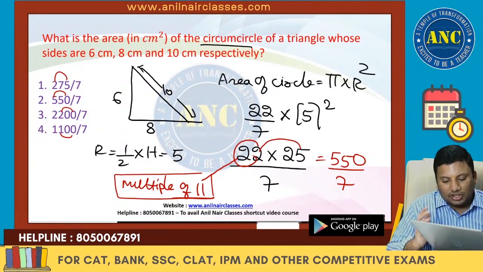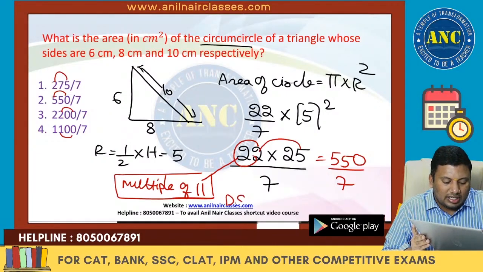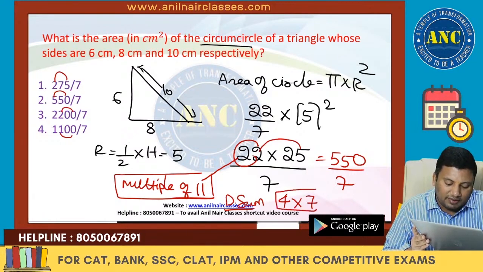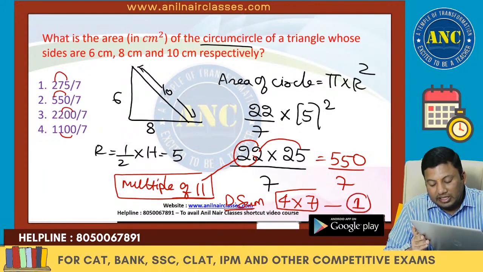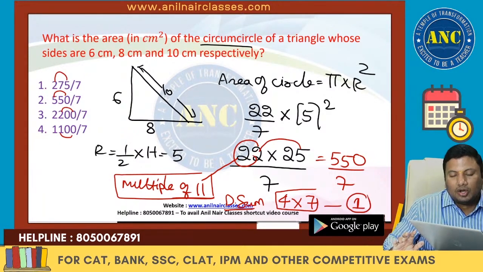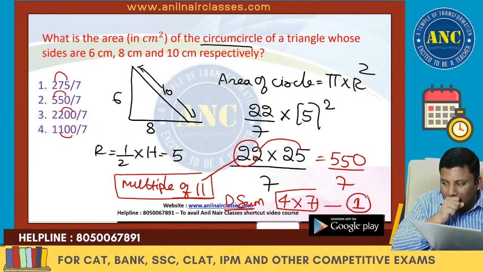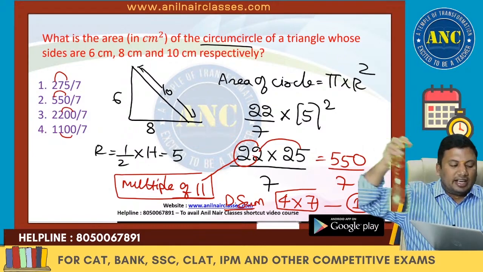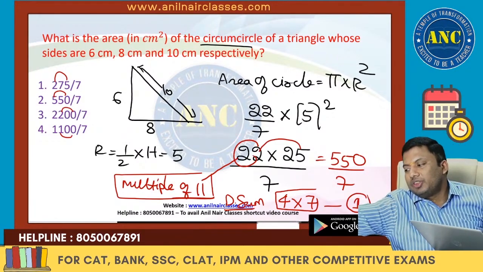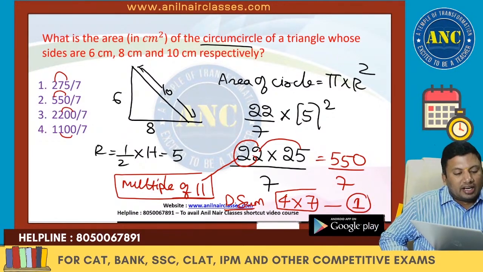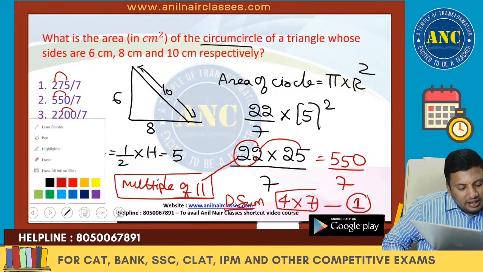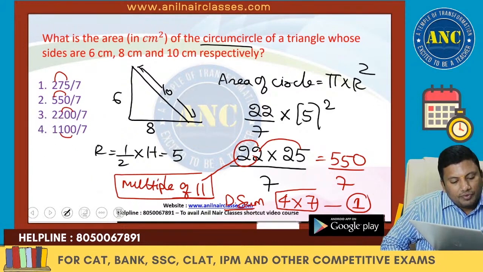Or otherwise what you can do is use the digital sum concept. 22 digital sum is 4. 25 digital sum is 7. 4 7s are 28. 28 digital sum is 10, which is 1. Numerator digital sum should be 1.